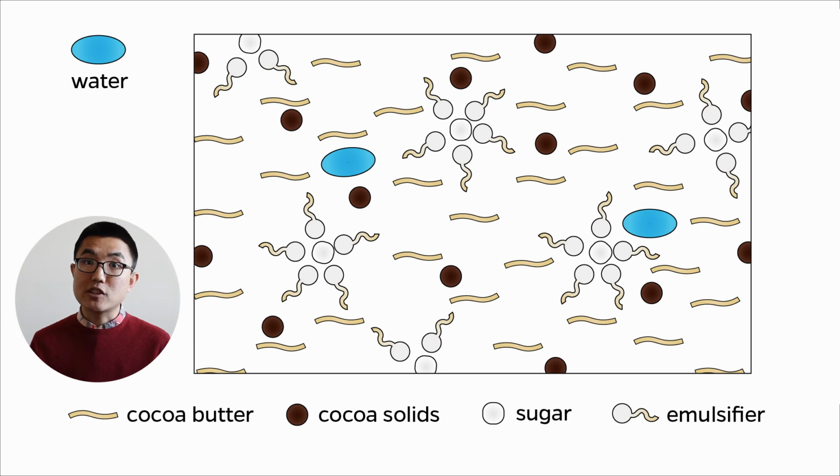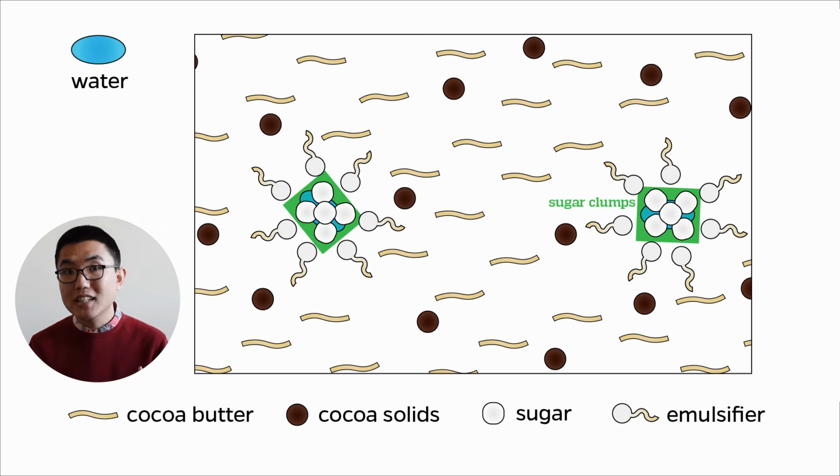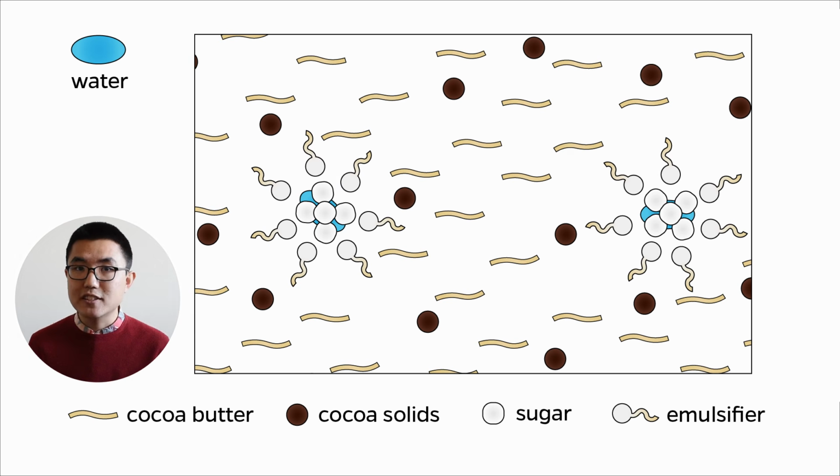Because the sugar molecules are so hydrophilic, they'll be highly attracted to the water, even more strongly than they're attracted to the emulsifier. As a result, the sugar molecules begin clustering around the water, forming clumps. This is the heart of seizing. These sugar clumps are the grainy solids we see in seized chocolate. Now, this is similar to how if you leave icing sugar out in a humid room, the sugar will also naturally clump together.